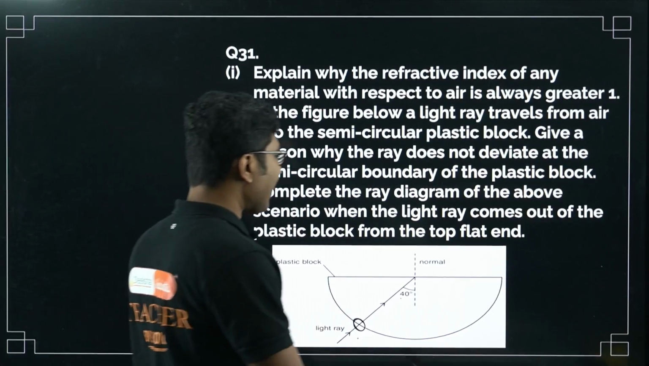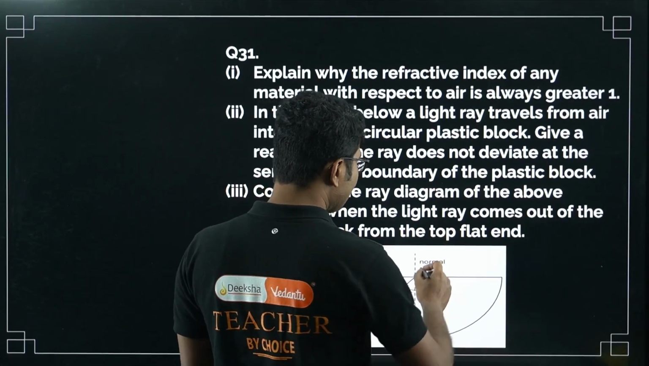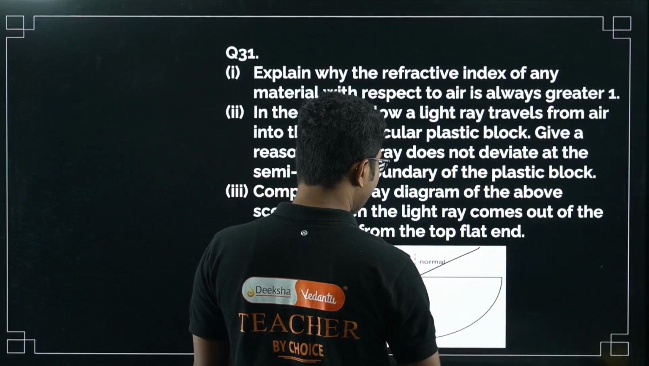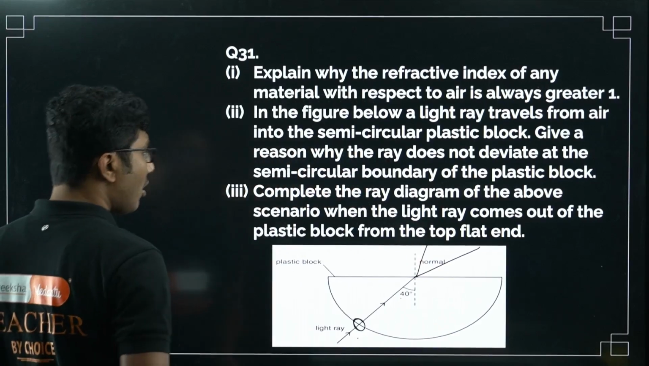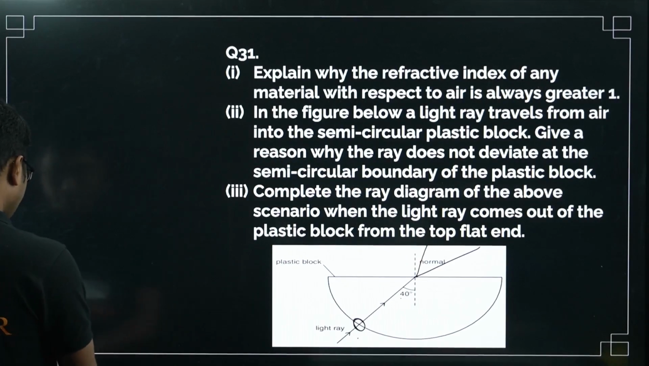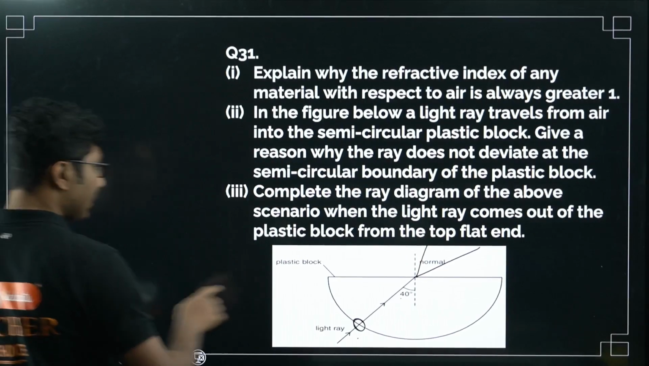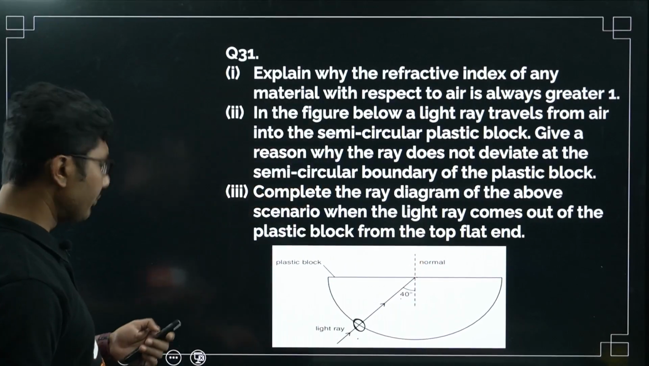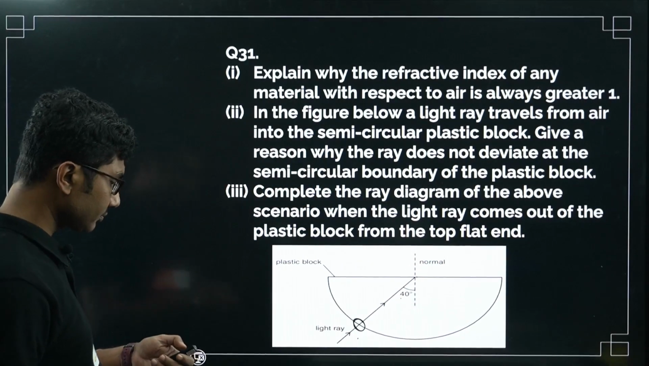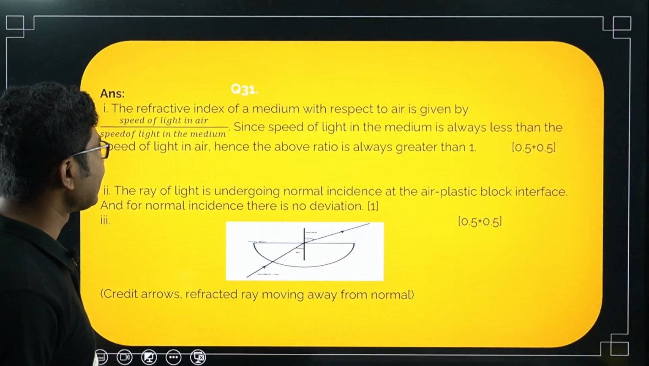So basically they have asked you to complete the ray diagram. So whether it will go in this way or it will bend towards the normal, you have to identify it, and you also have to mention why you are doing it. So that's one line you have to answer. Light ray is bending away from the normal or light ray is going towards the normal. We will see that and we will come back. So let's see the first question.